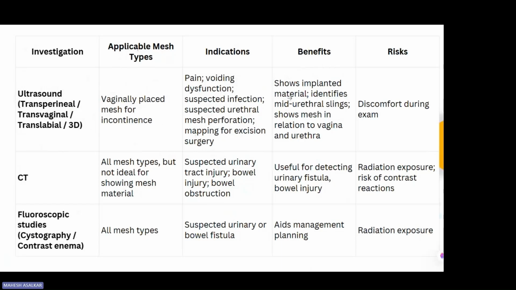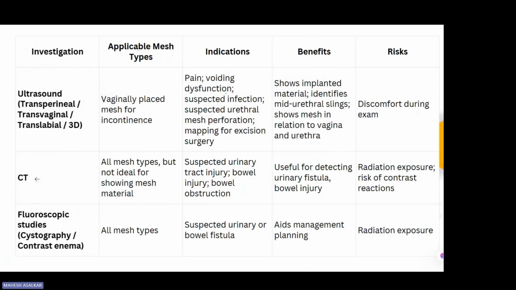Benefit is that it shows implanted material, identifies midurethral sling, shows mesh in relation to the vagina and urethra. So especially if you have a mesh which is related to SUI, in that particular case, this ultrasound. If you have operated for prolapse and abdominal or pelvic, either wall prolapse, or you have used mesh, then definitely MRI will be preferred. But if you have operated for SUI, then you can go ahead with the ultrasound. The risk is only discomfort during the examination.